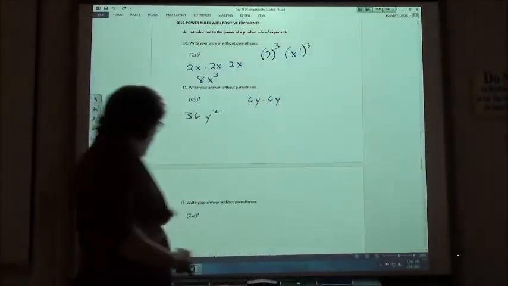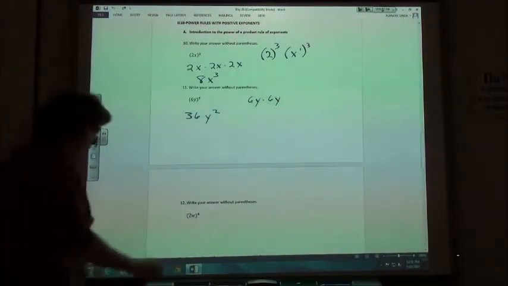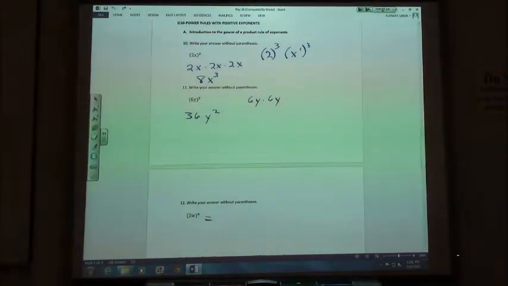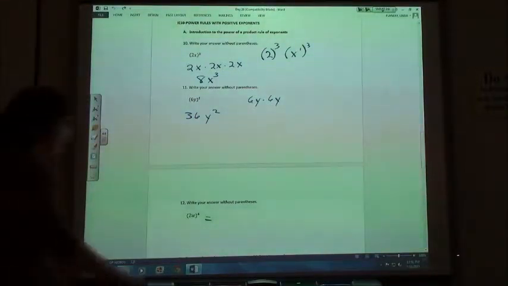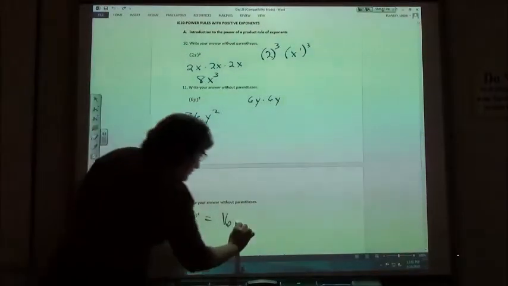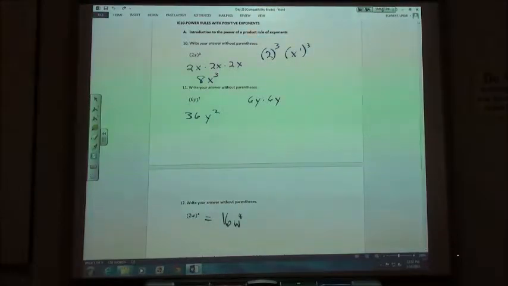And again, I got this one way down here, but since it's the same rule, if I take 2w and I raise it to the 4th power, I would have 16w to the 4th. If you took 2w times 2w times 2w times 2w, you get 16w to the 4th.